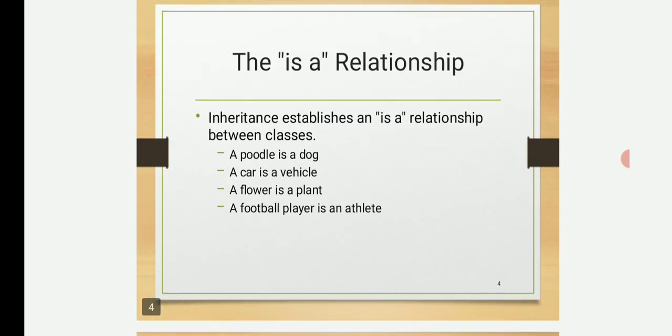Next one, the is-a relationship. Here inheritance establishes an is-a relationship between classes. So for example, a poodle is a dog. Next, a car is a vehicle, a flower is a plant, a football player is an athlete. So these are all examples for the is-a relationship in the inheritance concept.